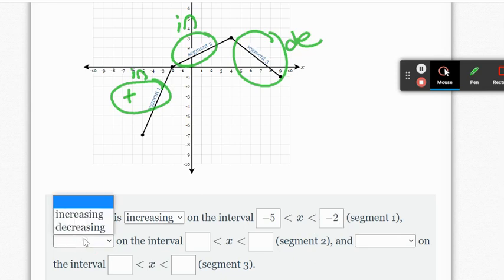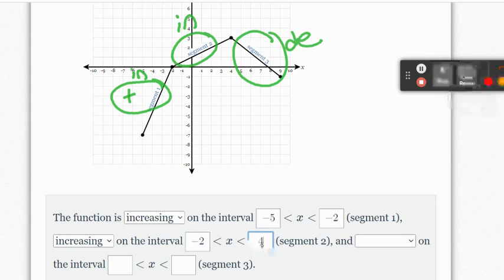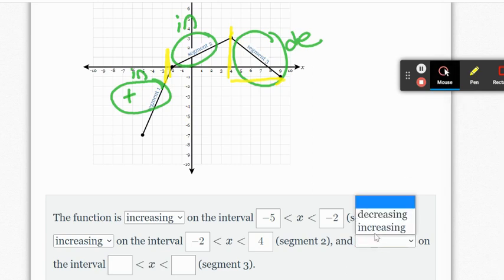And then on segment 2 it is increasing on the interval from -2, and then its domain ends at 4. So that's highlighting there, -2 to 4. That's where it's focused. And now from 4 to 9 is my last domain for this last segment 3. And on that segment, it is decreasing from 4 to 9.